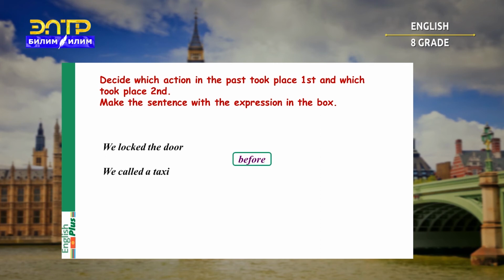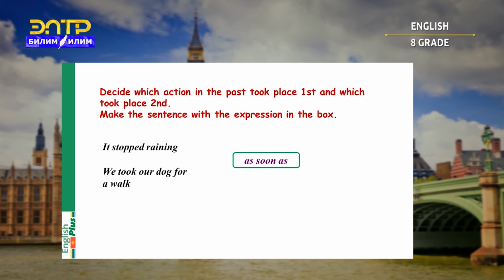Now, let's see what we have. Which action happened first? We locked the door or we called a taxi? Of course, first we called a taxi and only then we locked the door. So, the verb called should be put into past perfect form. Don't forget to start the sentence with before. Before we locked the door, we had called a taxi. Good job. For the next sentence, you have another minute.